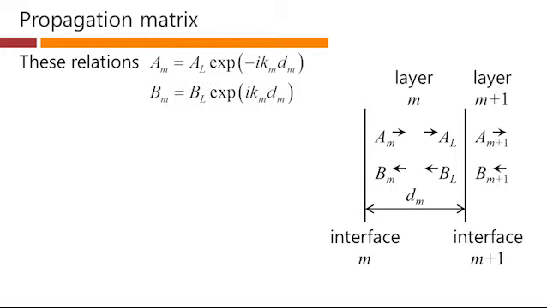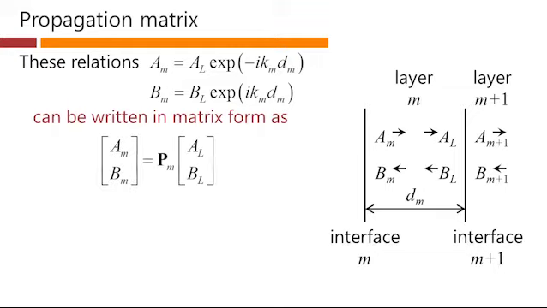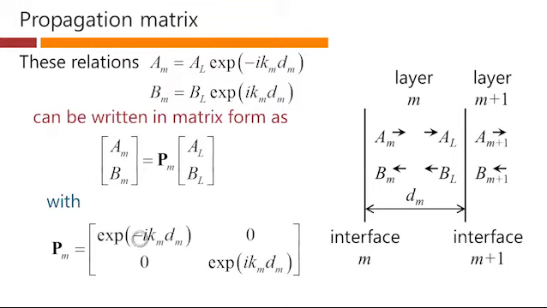Now, these relations can be written also in a matrix form. It's a somewhat more trivial matrix, but it's still a convenient way to write it. So a matrix here relating the AMs to the ALs and the BMs to the BLs, where this is simply a diagonal matrix. It's a rather simple matrix, but it's convenient to think of it as a matrix here.